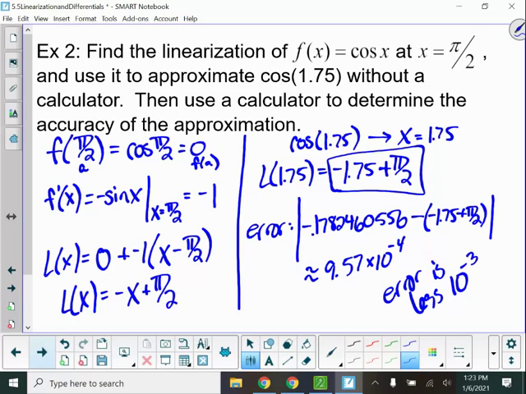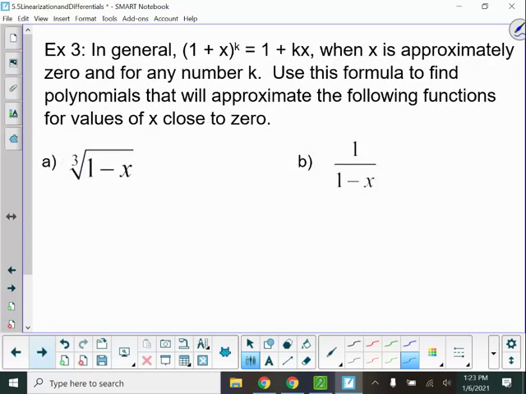The next thing is more of a strategy to use. It's not necessarily something that you're going to see a ton, but I did want to take a look at this because there are some interesting things going on with it. So in general, if you have something that is 1 plus x to the k value, the linearization formula is 1 plus k times x. Now x doesn't necessarily just have to be the positive version of x, it's whatever's in that format. So that's something to keep in mind here.